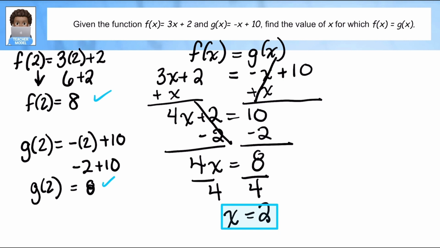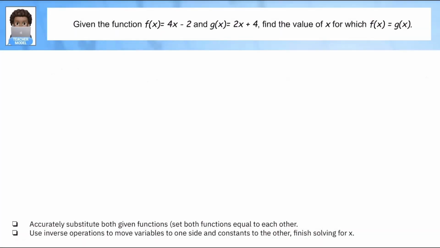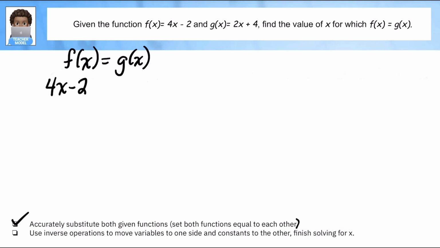So hit pause and jot this down into your notes. Given the function f of x is equal to 4x minus 2 and g of x is equal to 2x plus 4, find the value for which f of x equals g of x. Same thing. So let's put f of x equals g of x. We're going to do the first part of our criteria for success, which is to accurately substitute both functions. There should be parentheses here. So 4x minus 2 is equal to 2x plus 4.